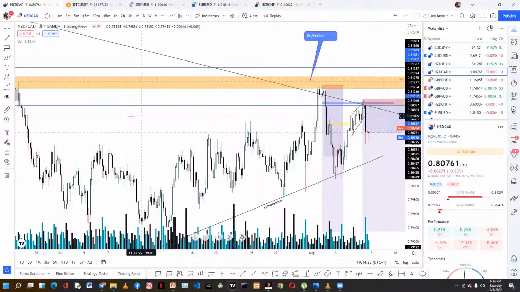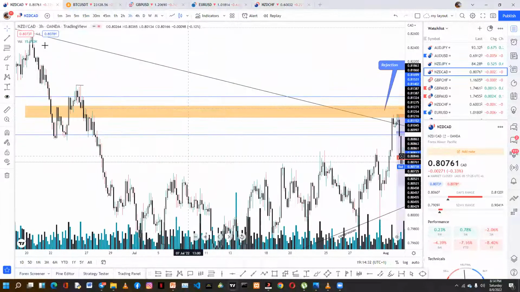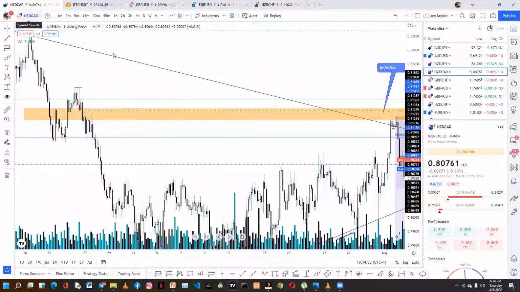Okay, so it's going to be a trade recap for all the trades that were taken during the week, those that were successful and those that were not successful. Okay, so this is New Zealand dollar versus Canadian dollar.